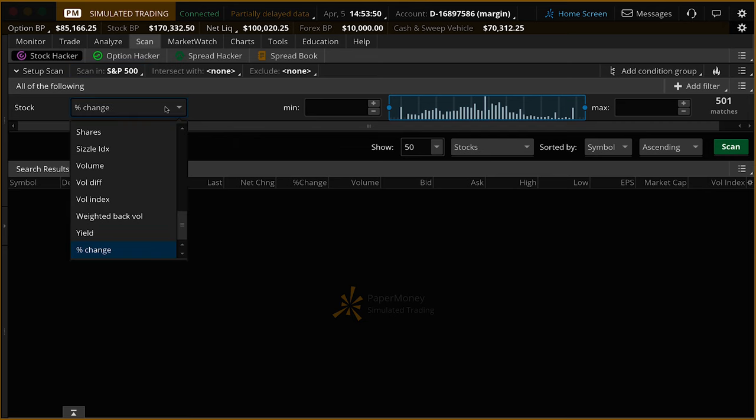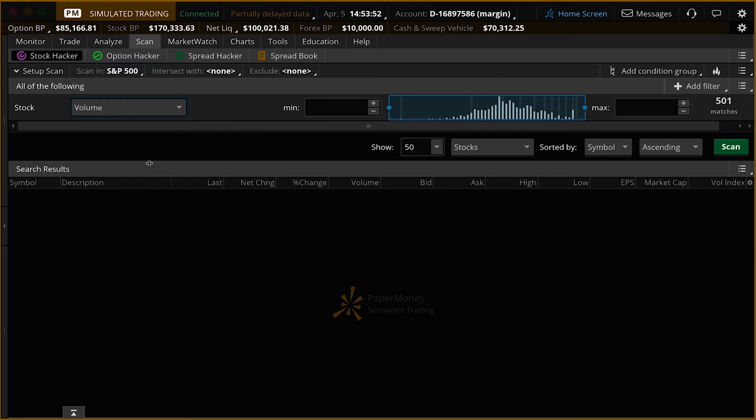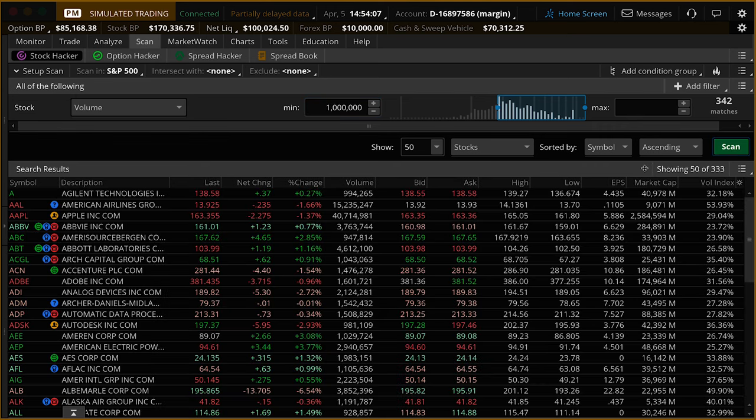Now let's say I only want stocks in the S&P 500 that have a certain volume. So I'm going to click on this dropdown, come to volume. I'm going to click in the minimum field, and let's say I want 1 million shares, minimum volume. I'm going to go ahead and add those zeros here, press enter, come all the way over here to the right-hand side and go ahead and click on scan. Now you see in the S&P 500, there's actually 333 stocks that have 1 million shares or more traded today. So that's just a few too many.